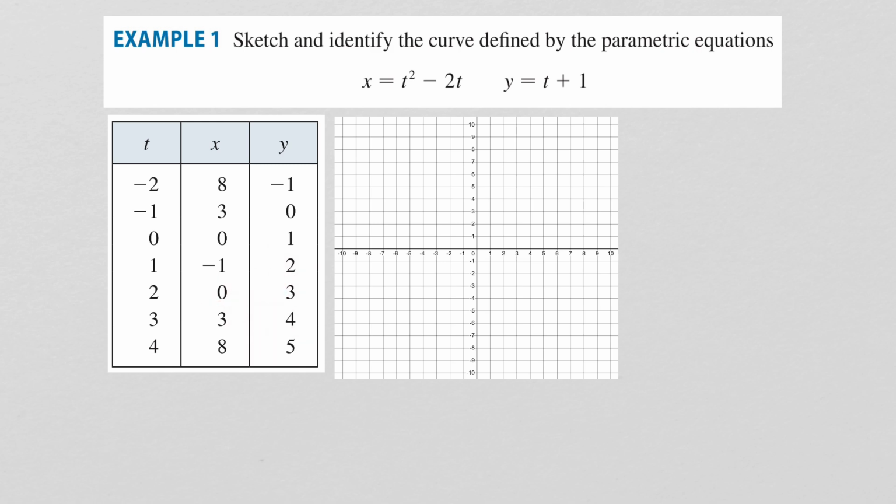Let's graph these points. So the first point when t equals negative 2 is the point 8, negative 1, which is this point right here. When t equals negative 1, we get the point 3, 0. When t equals 0, we get 0, 1. T equals 1 corresponds to negative 1, 2. T equals 2 corresponds to 0, 3. T equals 3 corresponds to 3, 4. And finally, when t equals 4, that corresponds to the point 8, 5.